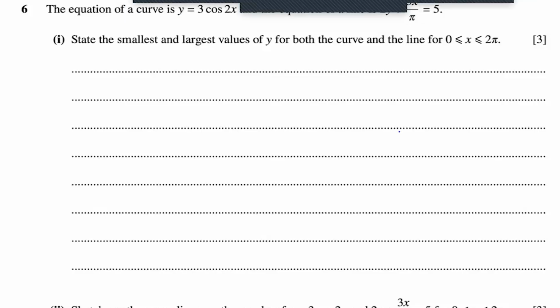Question 6: we have the equation of a curve, y equals 3 cos 2x, and the equation of a line, 2y plus 3x upon pi equals 5. We have to state the smallest and largest values of y for both the curve and the line.